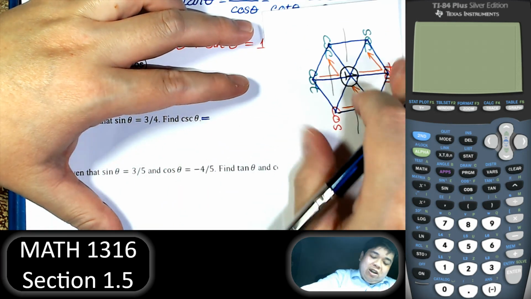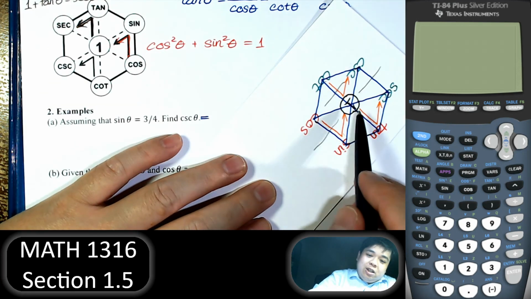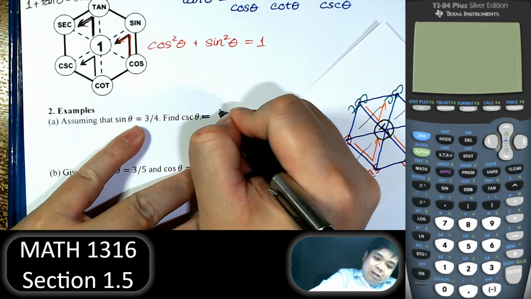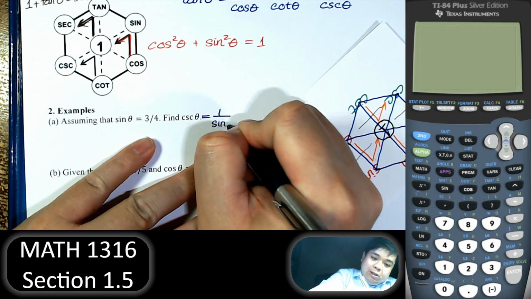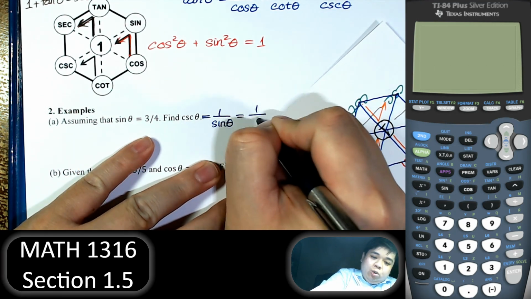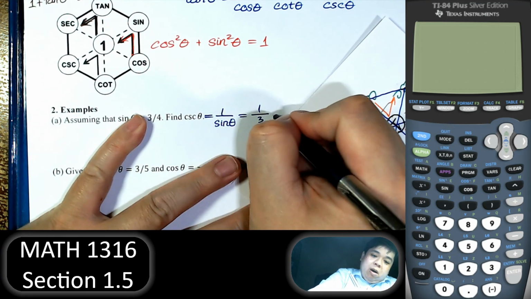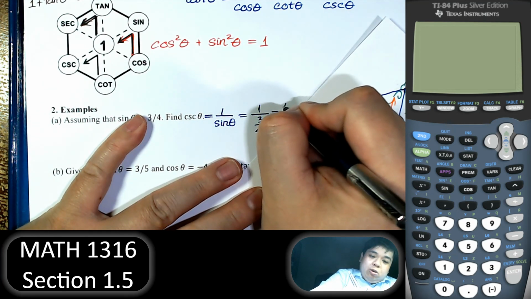So put cosecant on the top. Cosecant is 1 over sine. So we have 1 over 3 over 4. Dividing by a fraction is multiplying by the reciprocal. So that's 4 over 3.